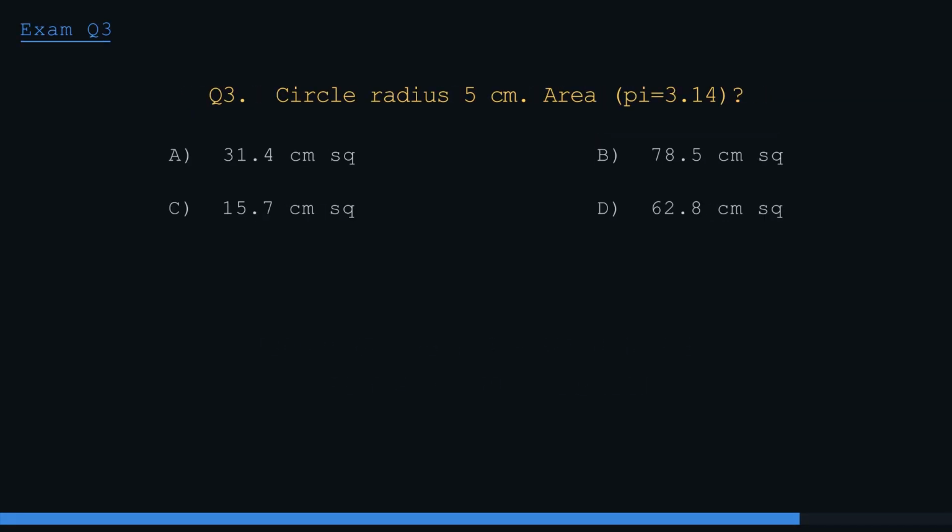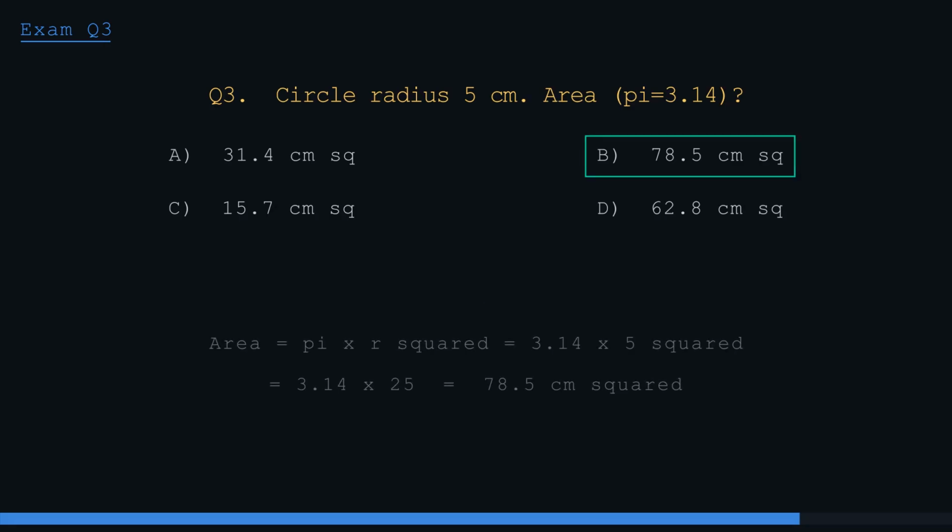Question 3. A circle has a radius of 5 centimeters. What is its area? Using pi equals 3.14, pause and choose your answer. The answer is B, 78.5 square centimeters. Pi times radius squared. 3.14 times 5 squared, which is 3.14 times 25 equals 78.5.